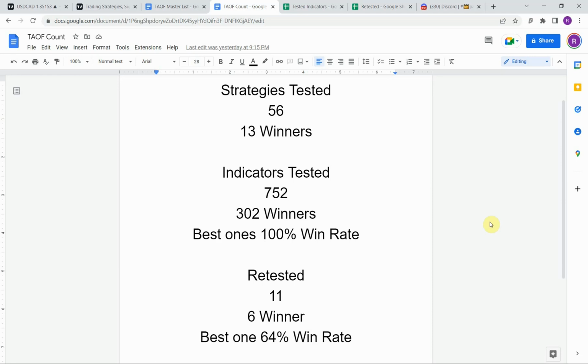We've also retested in the advanced testing 11 of the winning indicators, and 6 of them have been able to maintain the winning status. The best one, a 64% win rate. Now keep in mind that we test most of the strategies and indicators on the Forex market, but they can be applied to just about any market universally.